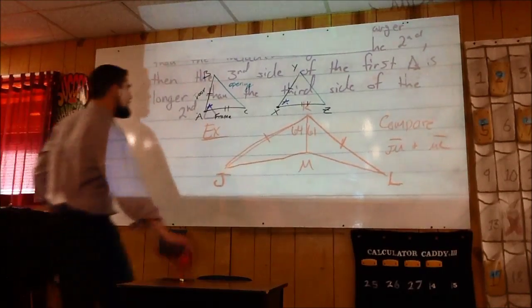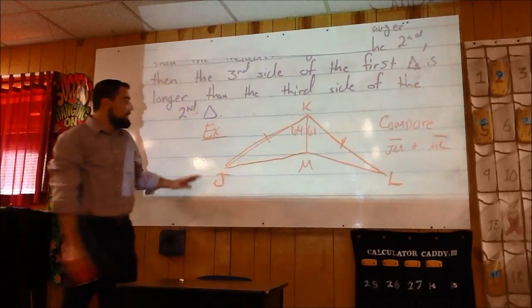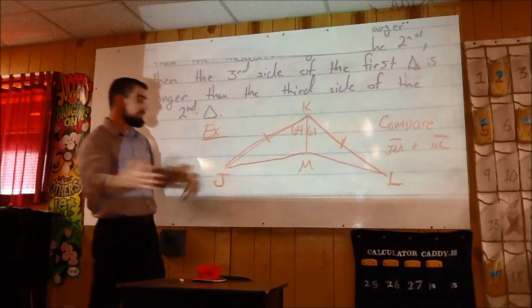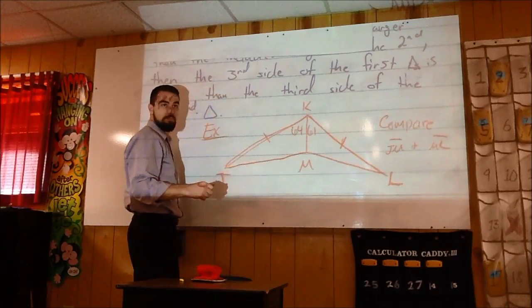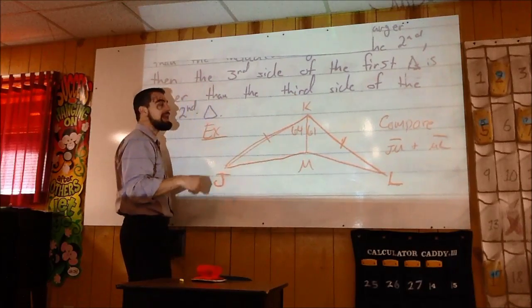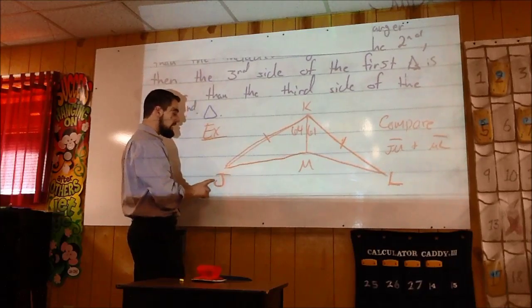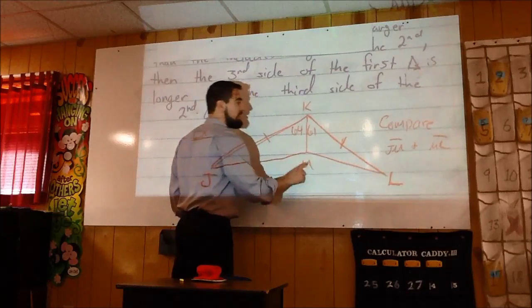This is an example for us to practice the hinge theorem. You have this, the whole shape is a quadrilateral, right? 1, 2, 3, 4 sides. But then I drew in this diagonal, or that segment, and it is breaking it up into two triangles. So you have triangle JMK and triangle LMK.